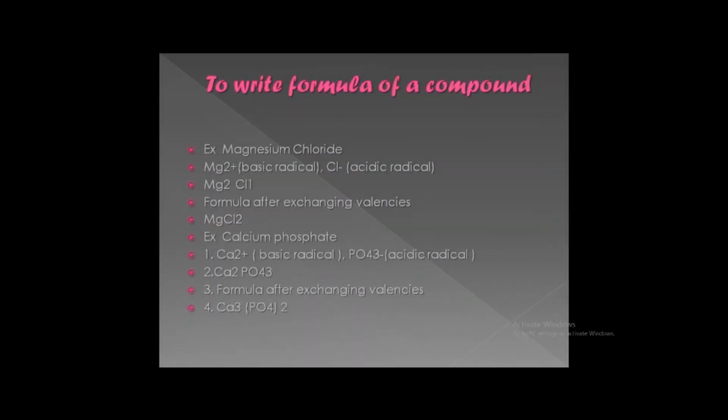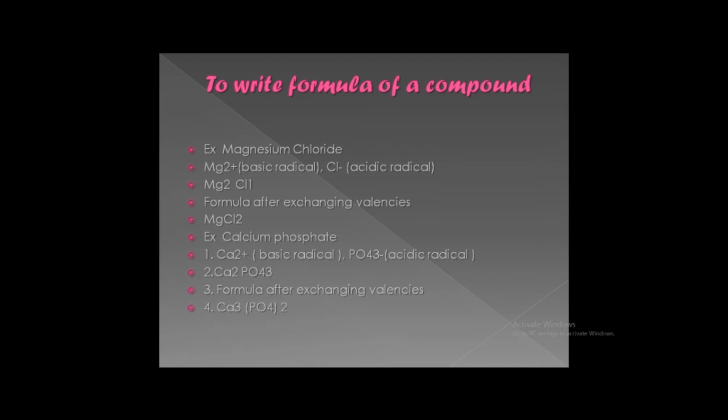To write the formula of a compound, example magnesium chloride. First step, write the basic radical first, then the acidic radical next to it. Therefore, Mg2 plus is the basic radical, chlorine Cl minus is the acidic radical. Next step, at the top of Mg, write the valency, that is 2. At the top of Cl, write the valency, that is 1. Next step, exchange the valencies. Magnesium will get 1, right at the bottom. Chlorine will get 2, right at the bottom, so the formula will be MgCl2.